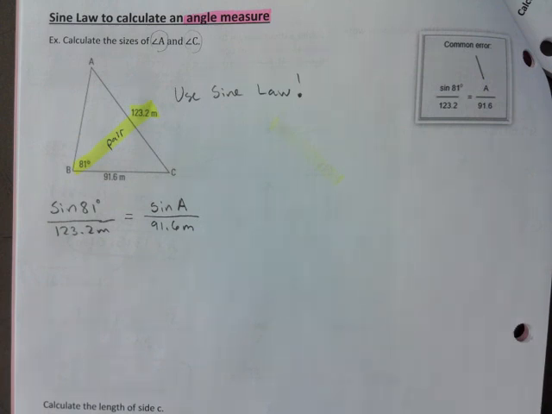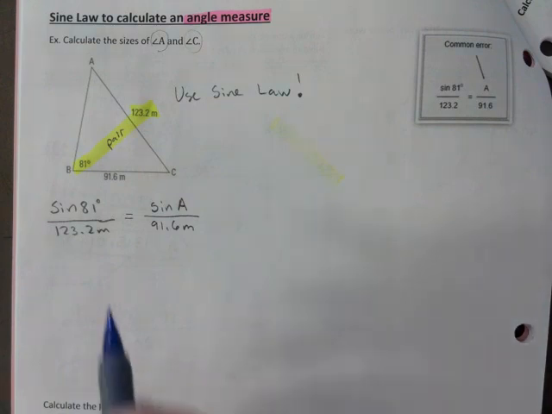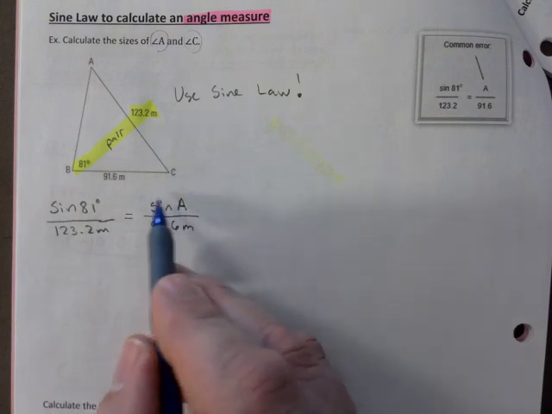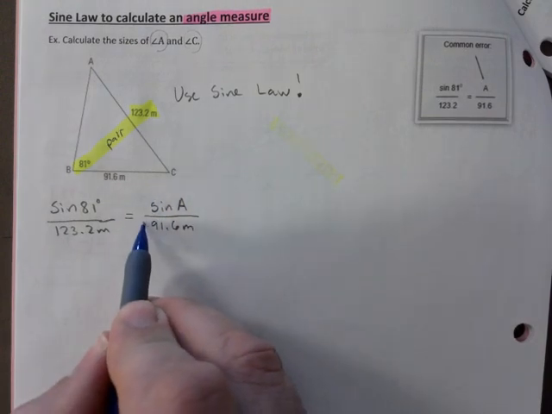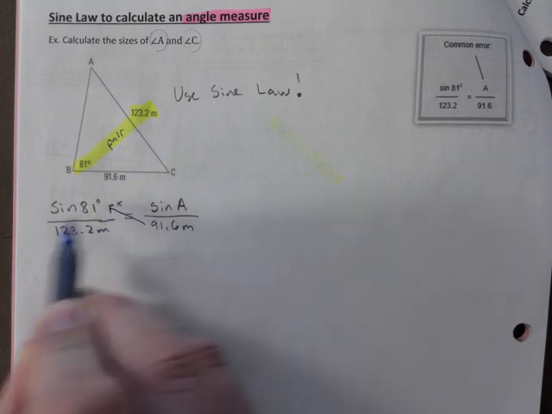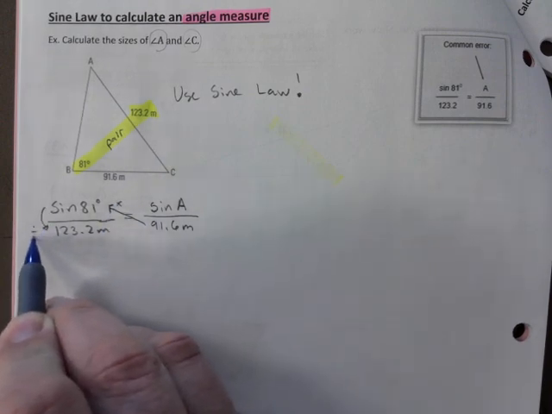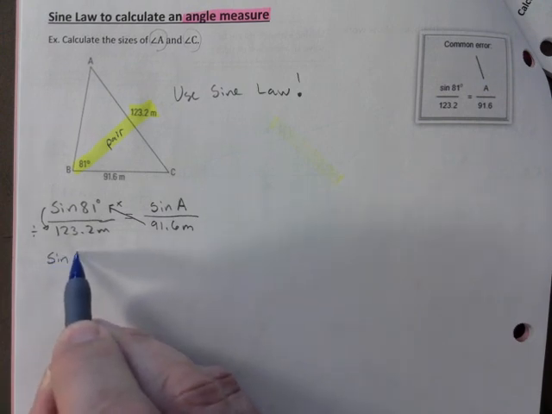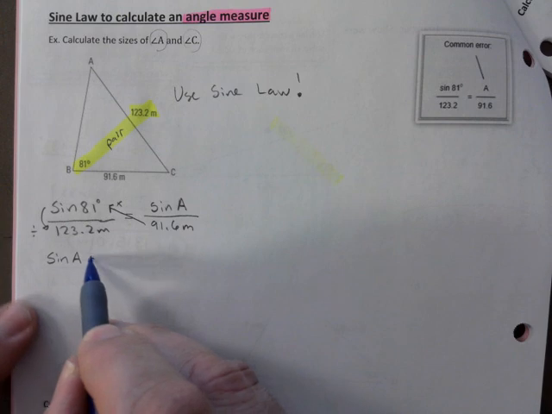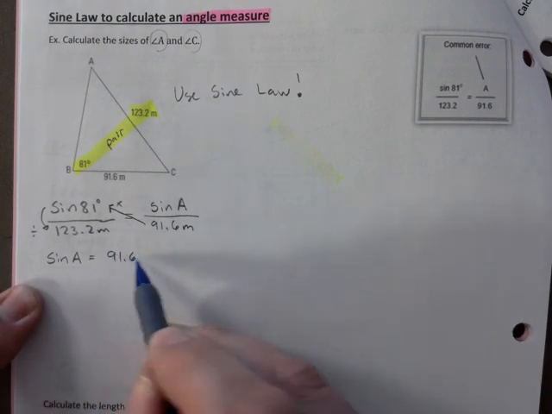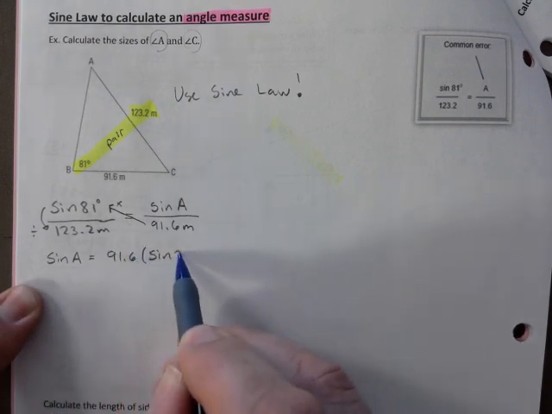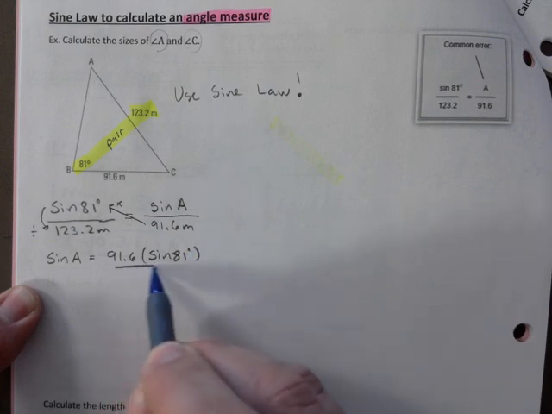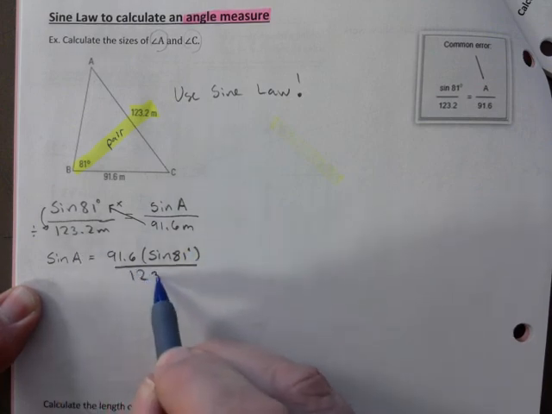Anybody remember how to find the angle using a calculator? You remember the inverse function? Well, I'll show you in a bit. So this is your variable, okay? So you cross multiply this way and you divide going down. That's how it goes. So make sure you write down sine of A, not just A. And we're going to go 91.6 times sine of 81 divided by 123.2.